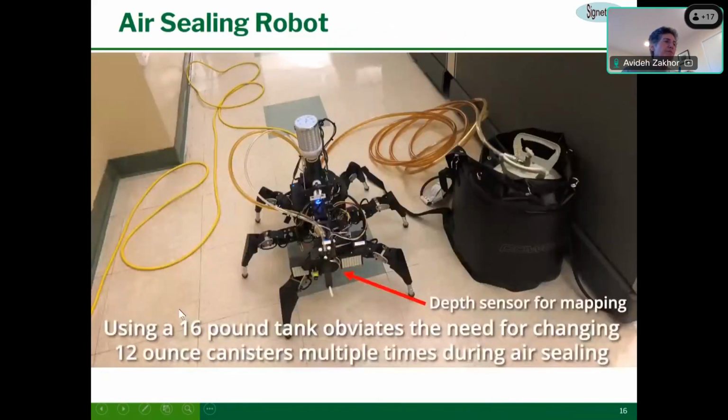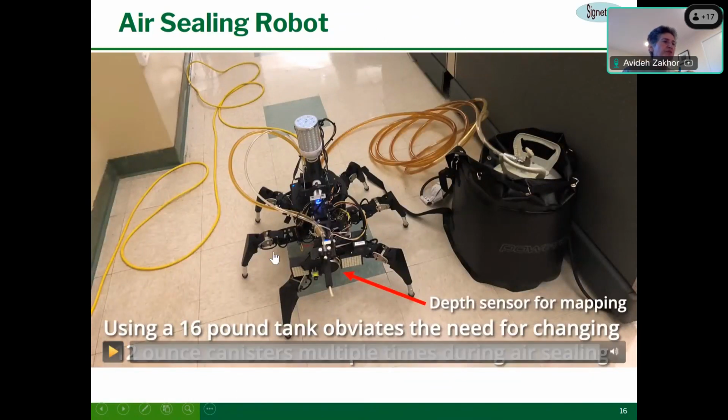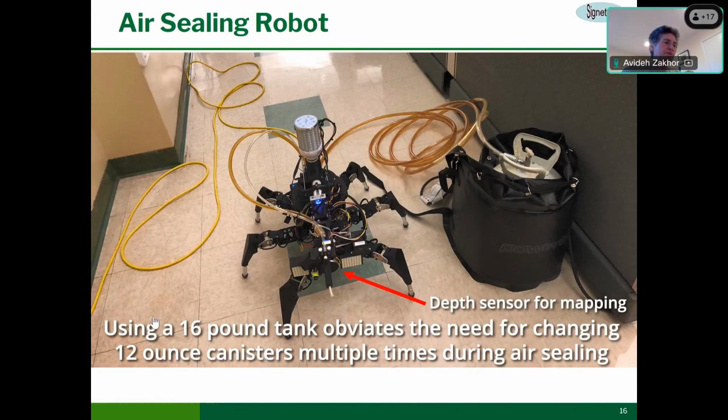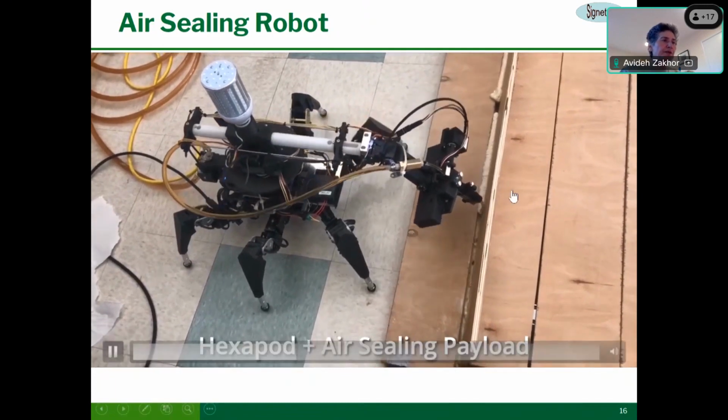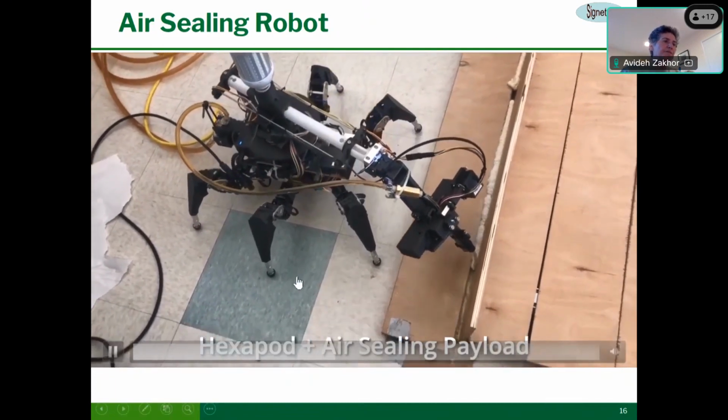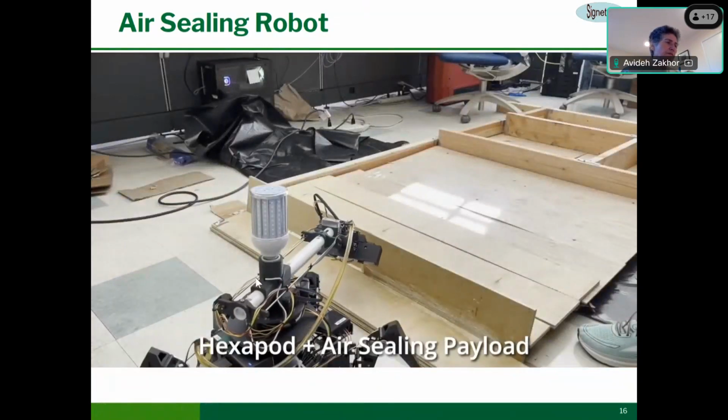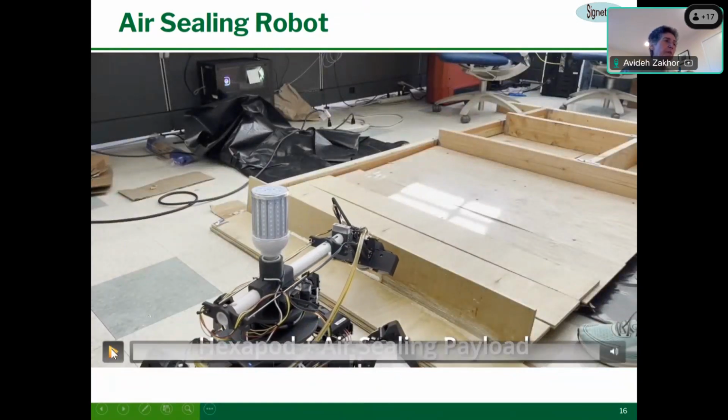Another aspect of this project was to design a different kind of robot. This is a hexapod robot that has attached to it a one component foam through this long 30-foot tube, and it has some sensors on it, and it uses that in order to air seal. That gives you an idea.